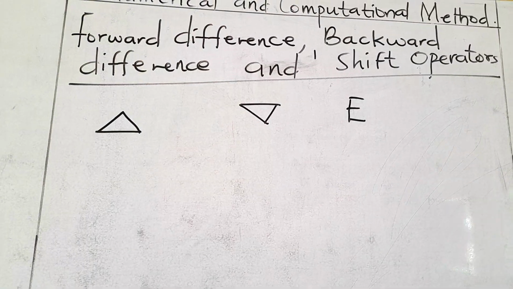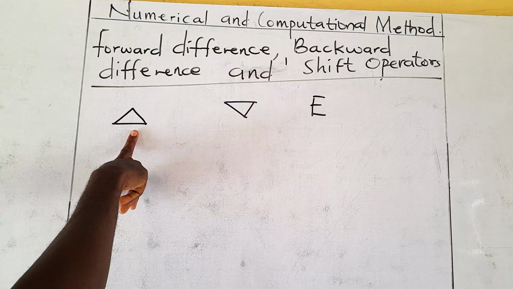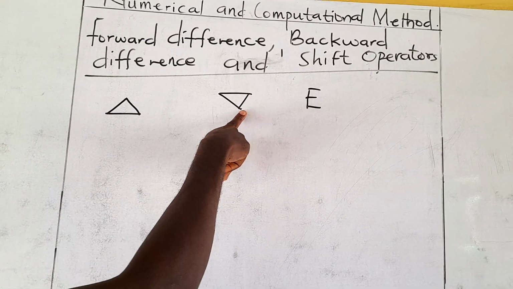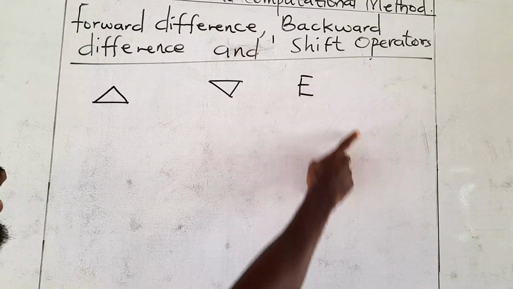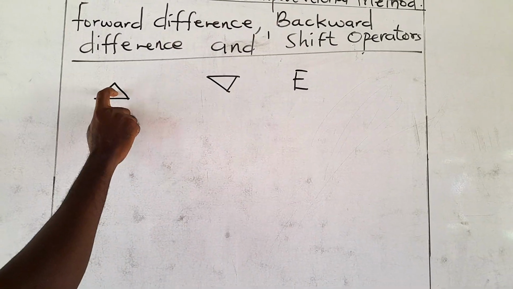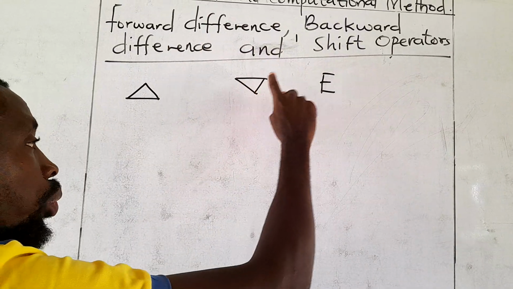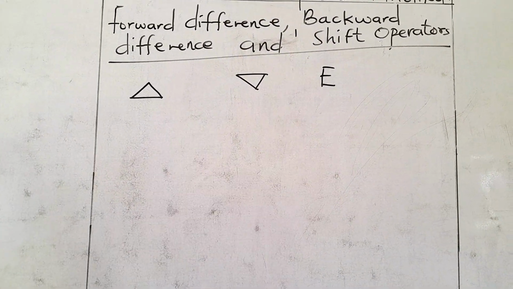When you meet these signs, take notice: this is the forward difference operator, which is known as delta, this is the backward difference operator, that's the nabla, and this is the shift operator. So anytime you see them, this is the forward difference operator, the backward difference operator, and then the shift operator. I hope you get that.